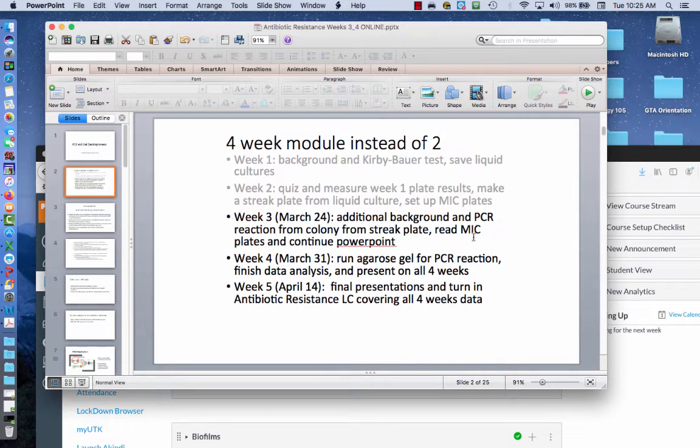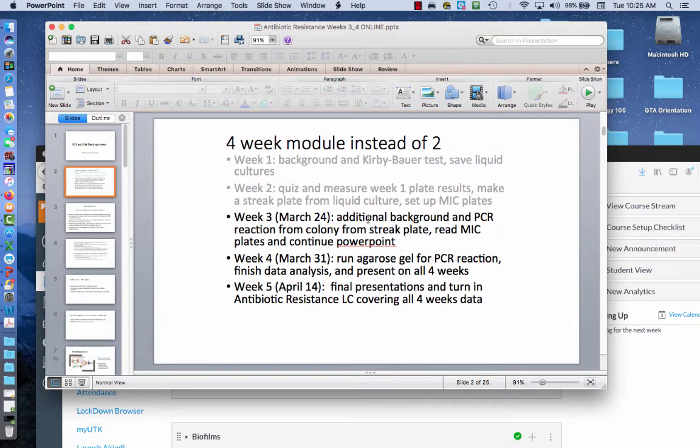We would then read the minimum inhibitory concentration, the MIC plates that you all set up. Remember those large antibiotic strips you all placed onto the bacterial lawns that you made? And then we would continue working on our PowerPoint. Then in week 4, we would have come in to analyze the PCR reaction. We have to run an agarose gel to visualize the PCR reaction results. And then we would finish data analysis, finish our oral communication, and then present on all 4 weeks of the antibiotics resistance module.